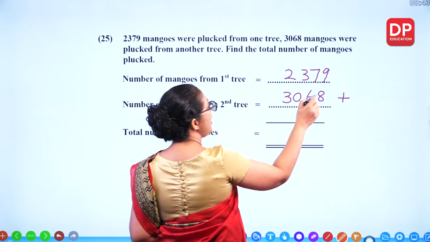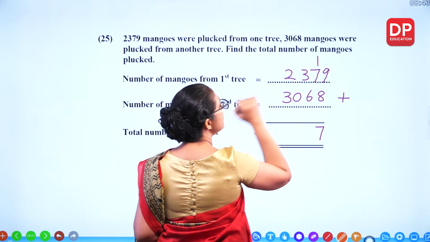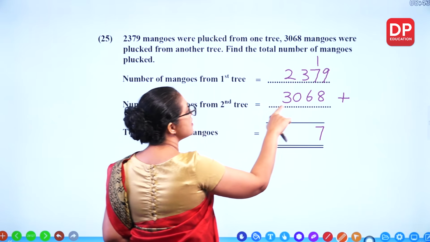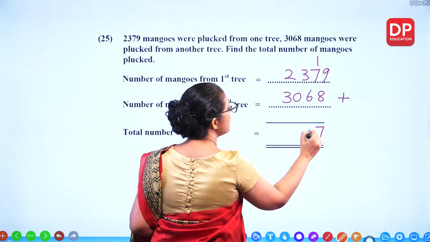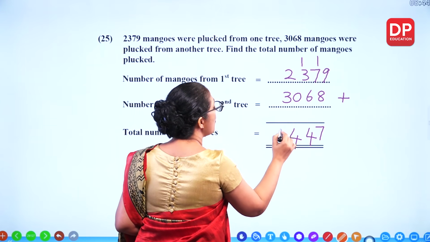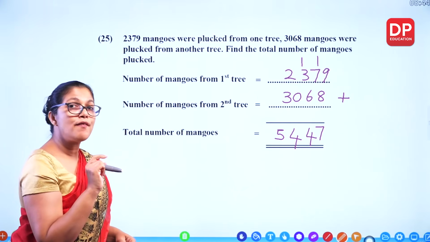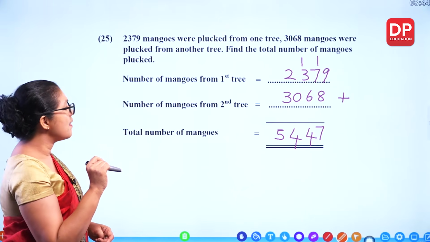Add these two. 8 plus 8, 16 plus 1, 17. 1 taking to this level. 7 plus 7, 14. 1 there, so you get 4 and 5. Altogether, 5,447 mangoes are there.